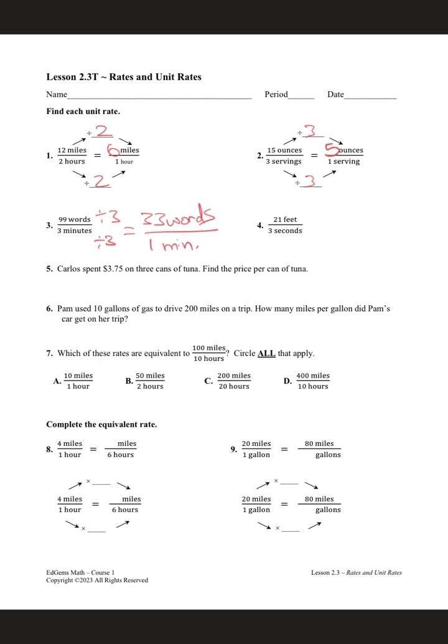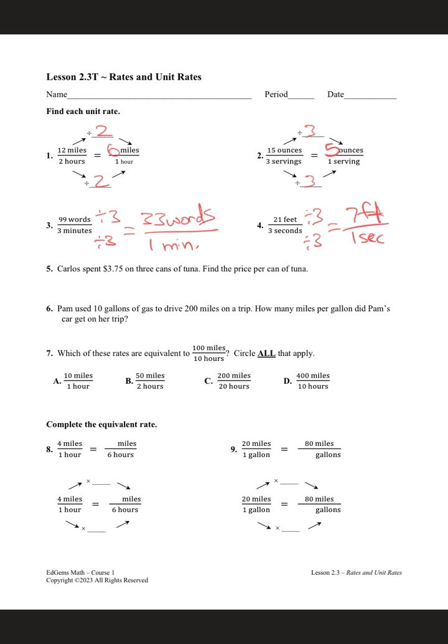All right, number 4, we've got 21 feet and 3 seconds. Let's go ahead and divide both the numerator and the denominator by 3. So 21 feet divided by 3 is 7 feet. And then 3 divided by 3 is 1 second. So we've got 7 feet in 1 second.